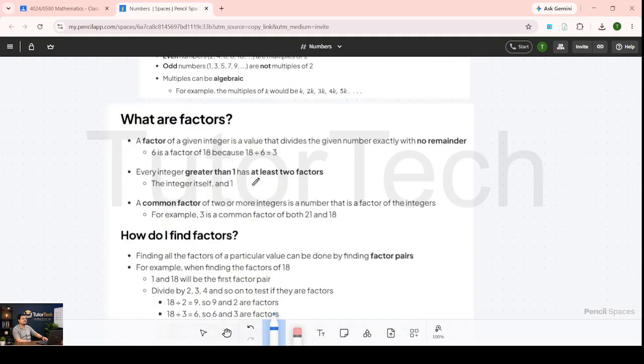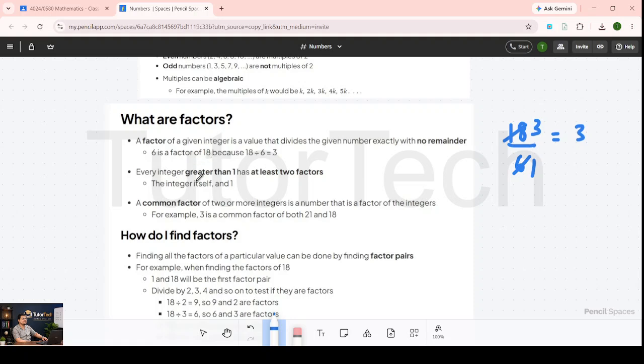And after that, factors. Factors are very important, because later on we will be working on factors also. A factor of a given number or an integer is a value that divides the given number exactly with no remainder. For example, let's say we want to find out if 6 is a factor of 18 or not. 18 divided by 6 gives an answer 3 without any remainder. So it means 6 is a factor of 18.